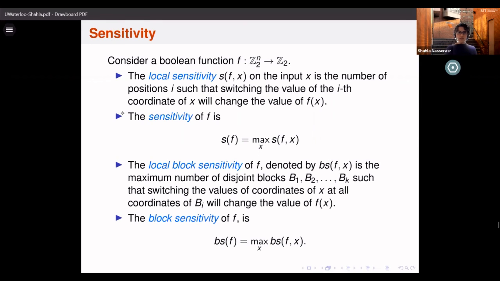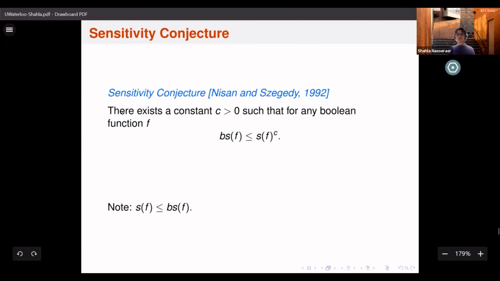So having these, Nisan and Szegedy in 1992 conjectured that the block sensitivity is bounded above by a constant exponent of the sensitivity of the function. So this inequality is obvious to see because the blocks can be of size 1, but this one was open for a while. For quite a while, actually.